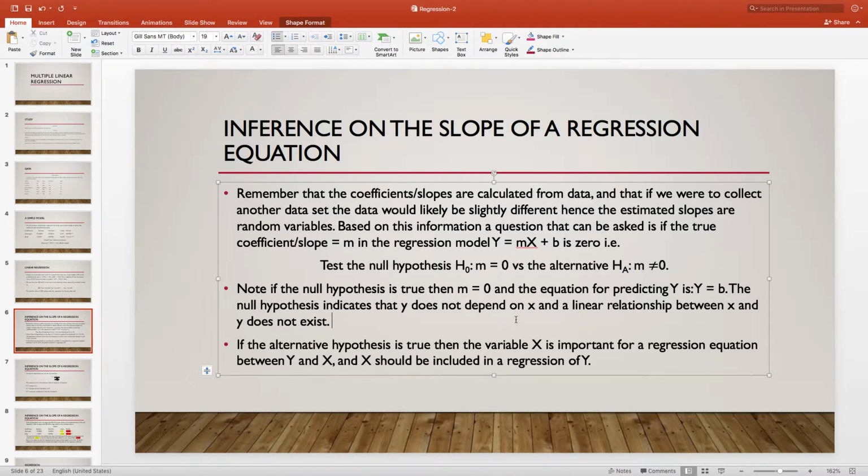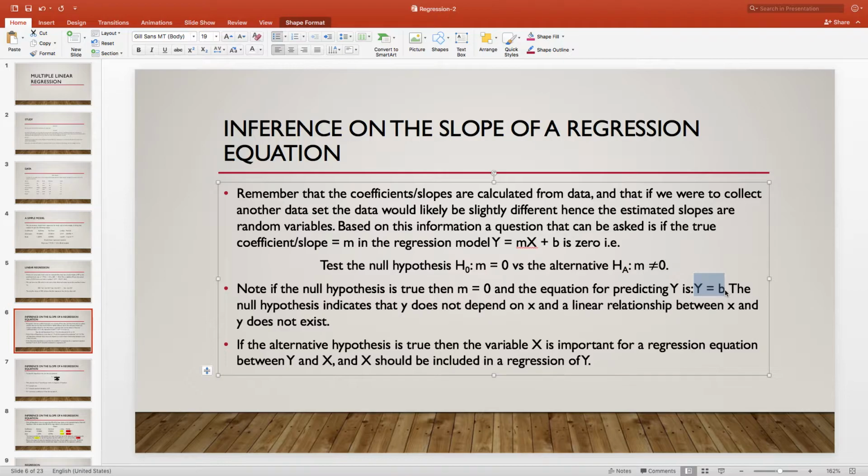Now, one thing to note is that if the slope is 0, then this part of the equation disappears, and you just have that your predicted value is constant. It's that intercept, y equals b. And this intercept b would then become the average.